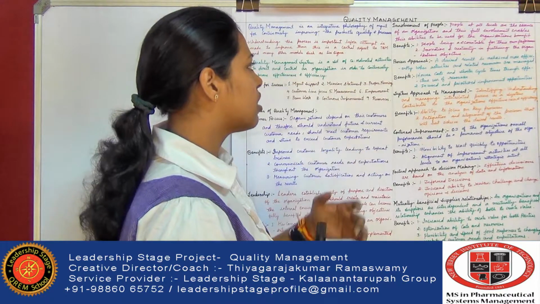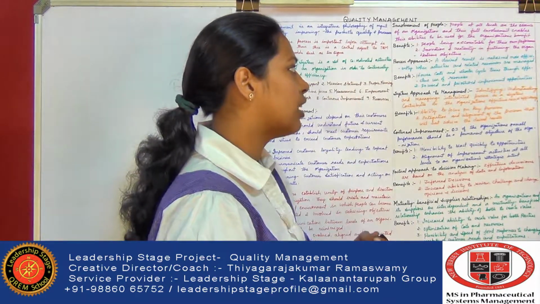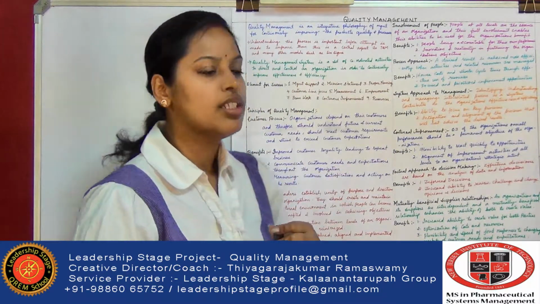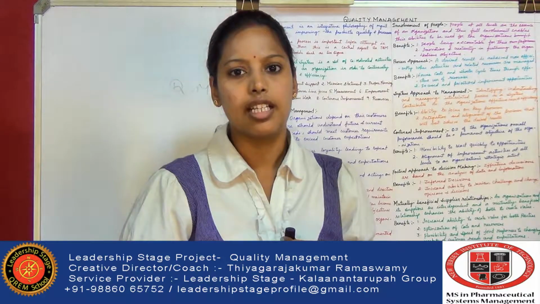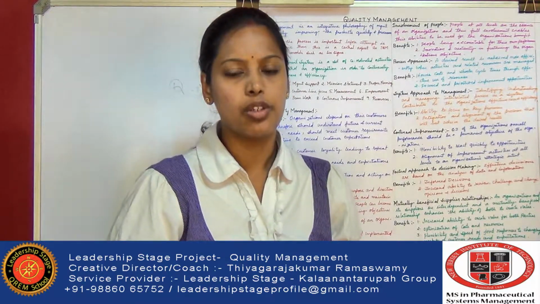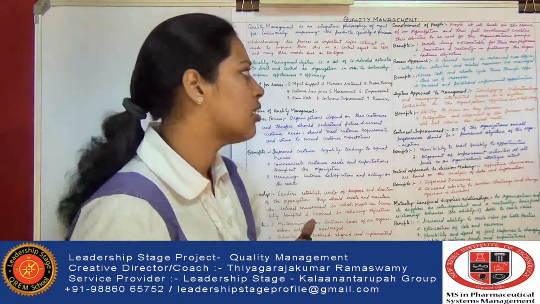The next principle is process approach. A desired result is achieved more efficiently when activities and related resources are managed as a process. That is, you are very strict to the process approach. It's like a recipe. You are very particular about the process approach. No deviations in the process will lead to effectiveness of the organization.